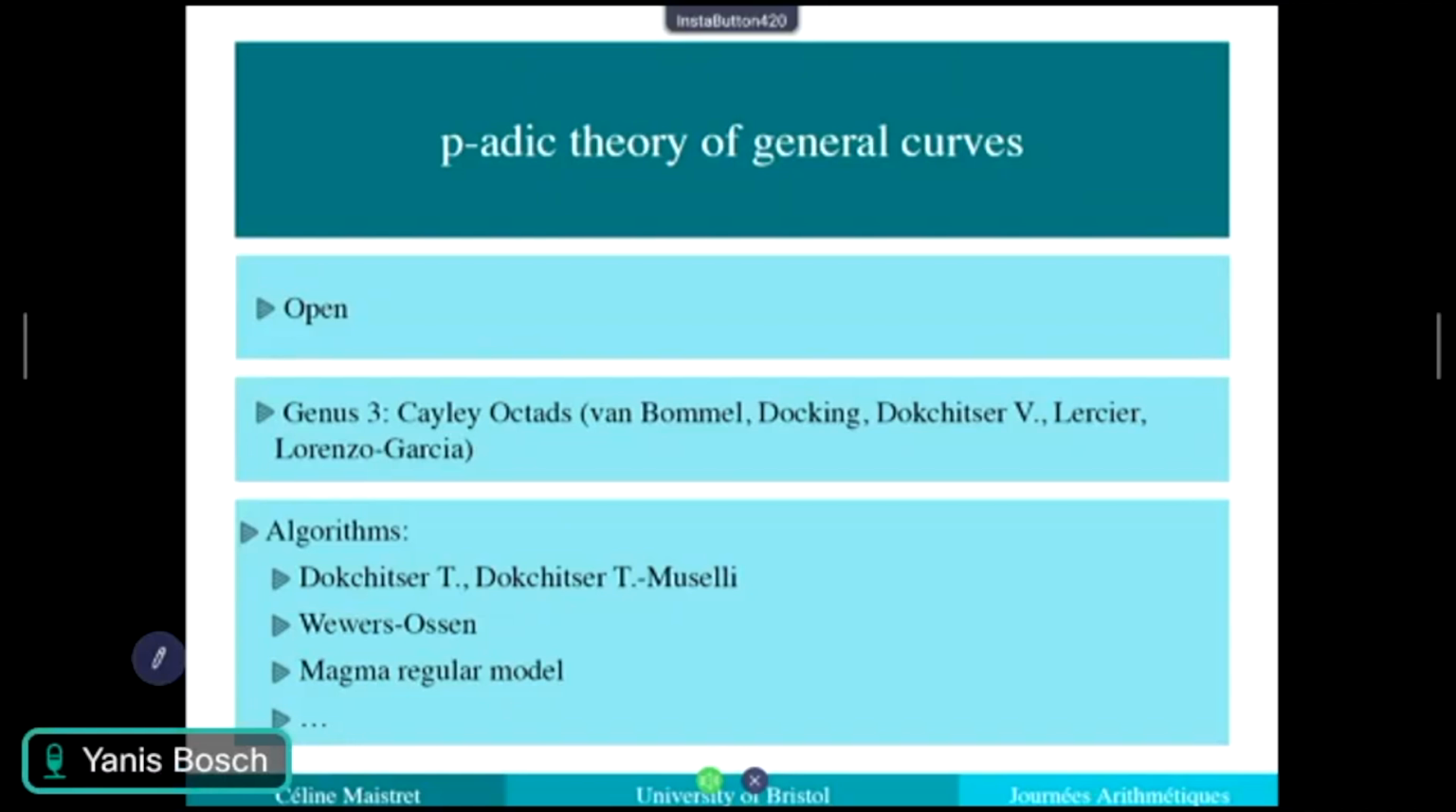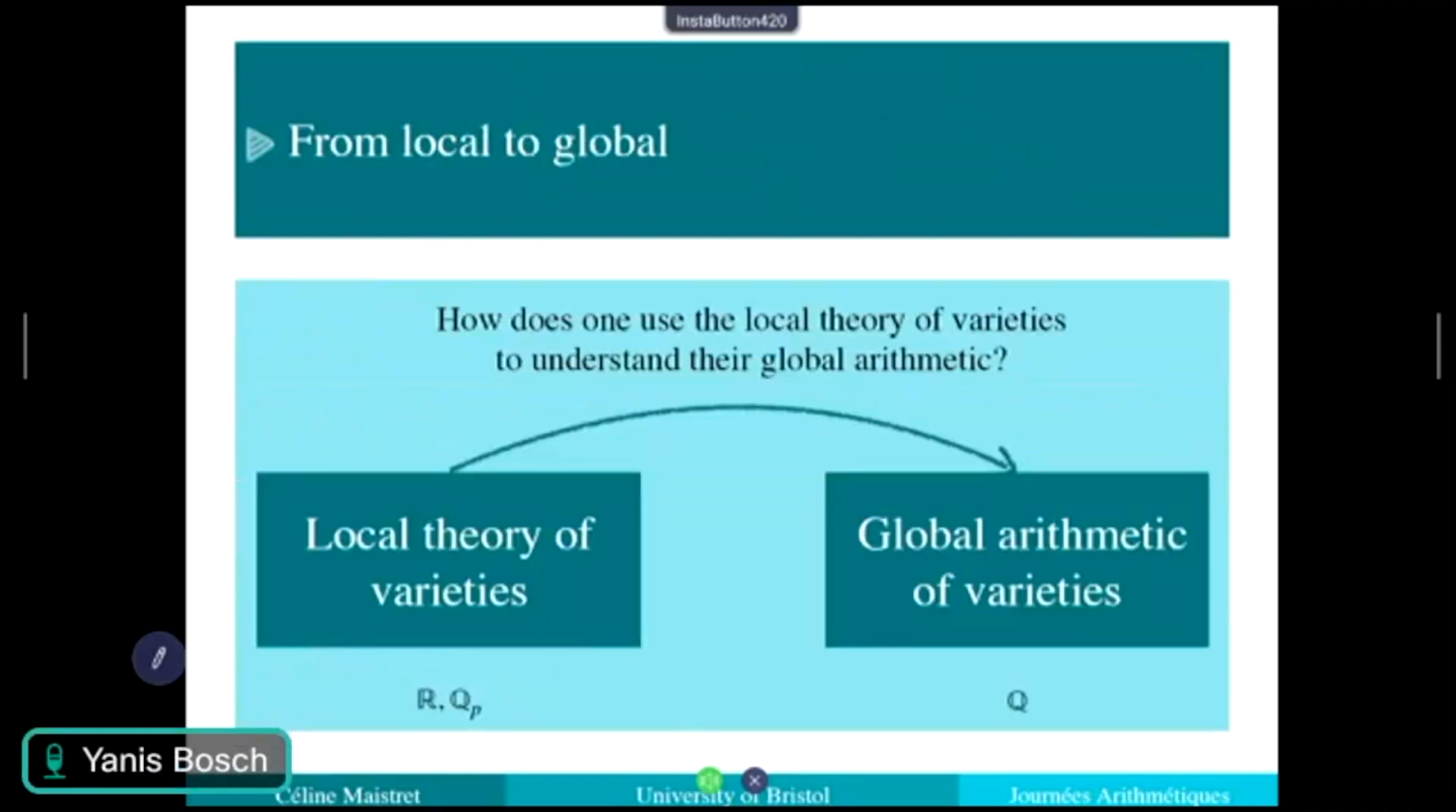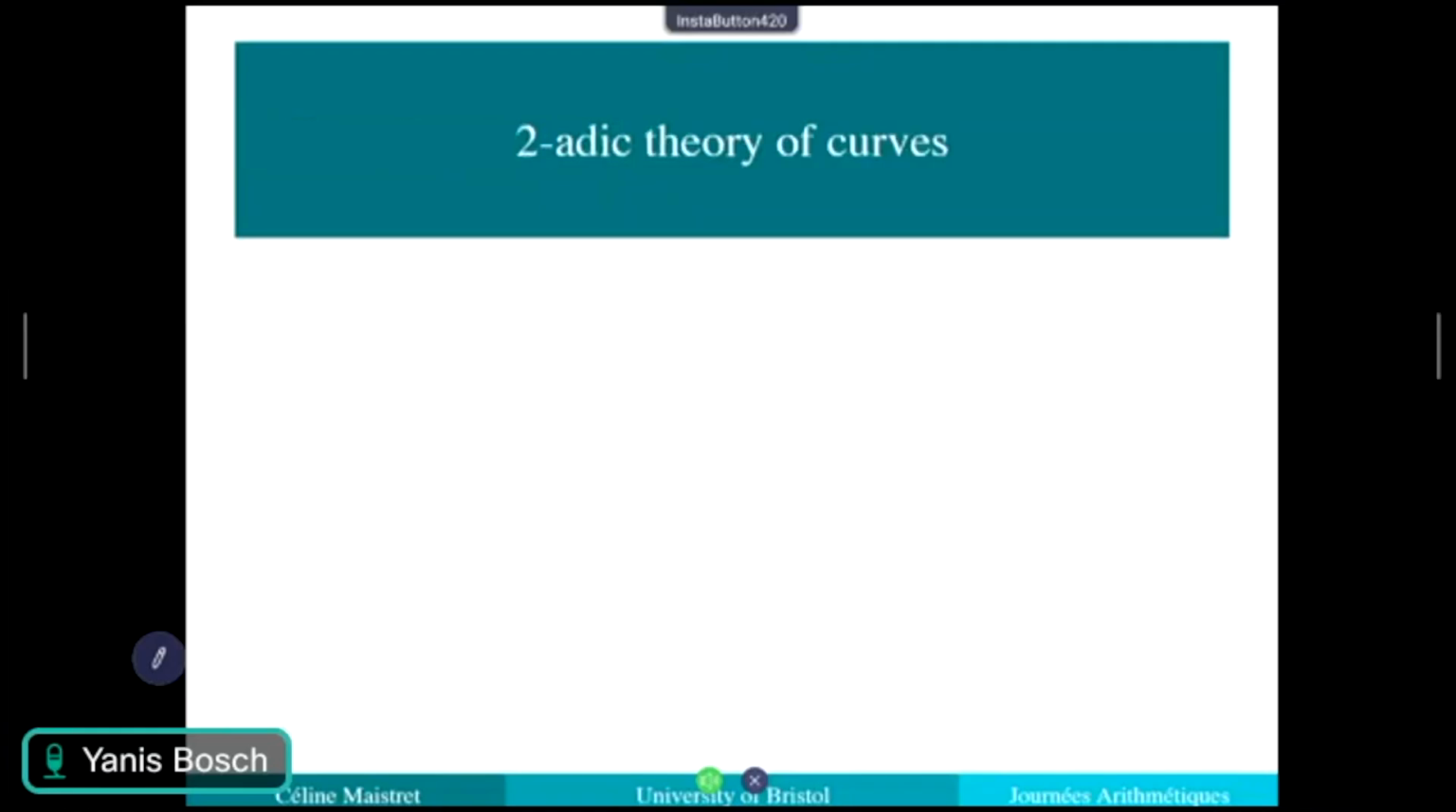Okay, so that's for general curves. And just to finish, I need to remind you of something. We discussed local to global, and the first thing was to understand the local theory of varieties over Q_p, but for all p. And one thing that I nicely brushed under the carpet is the fact that nothing I said worked at 2. So 2 is significantly more annoying, although fascinating as well.